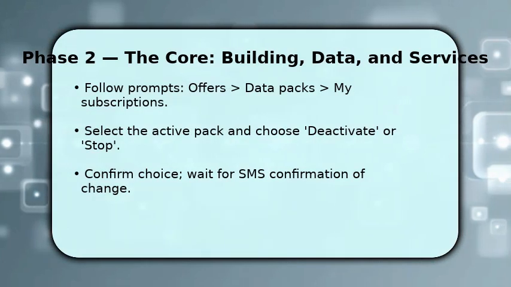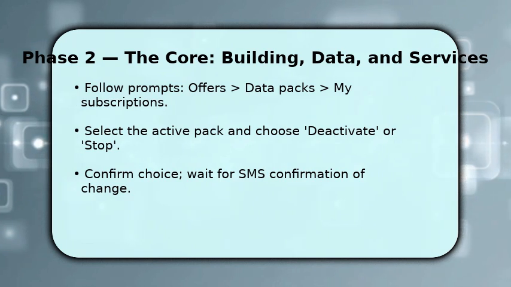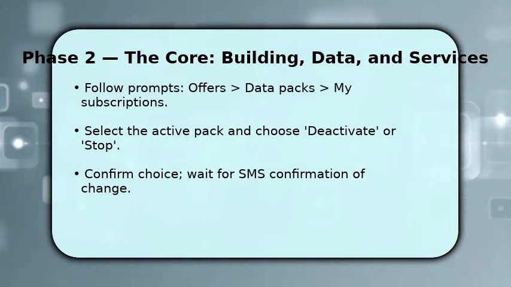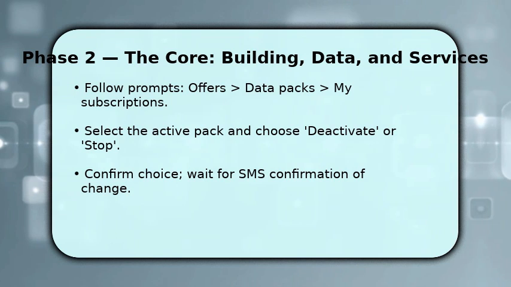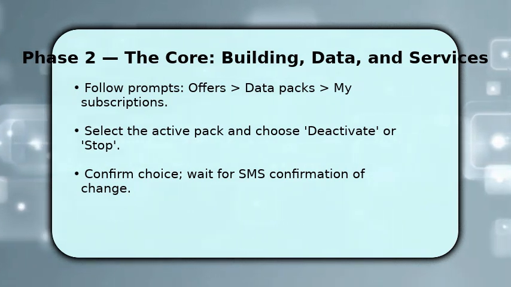Once you're in the UST menu, navigate to Offers, then Data Packs, and then My Subscriptions. This path finds your auto-renewal options. You will see the active pack listed. Select it, then pick the option that reads Deactivate, Stop, or Cancel Renewal.